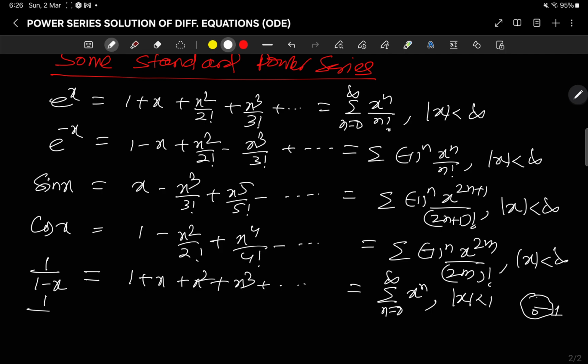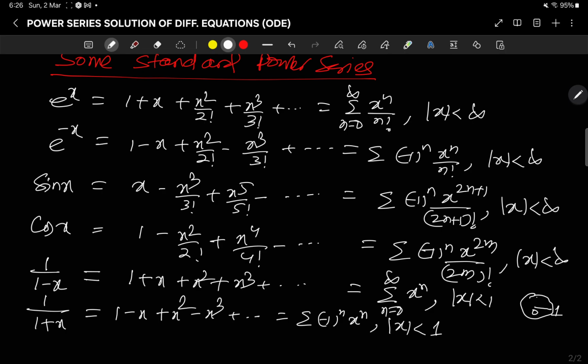Similarly, 1 by 1 plus x will be 1 minus x plus x square minus x cube and so on. So it will be the summation of minus 1 to the power n x to the power n with mod x less than 1. So these are some standard power series. Okay. So now let me tell you the general procedure for your power series solution.